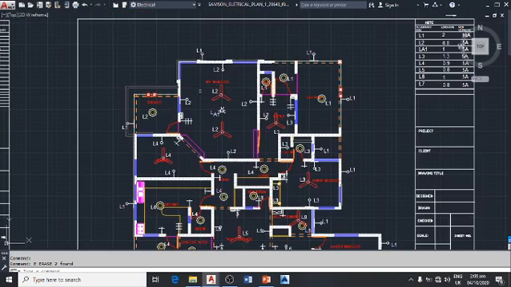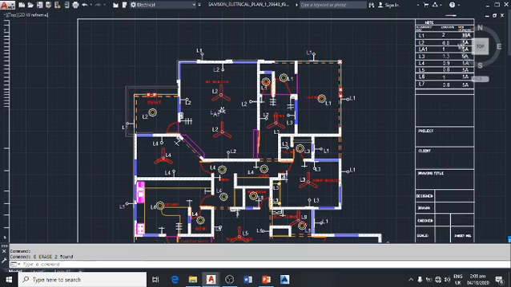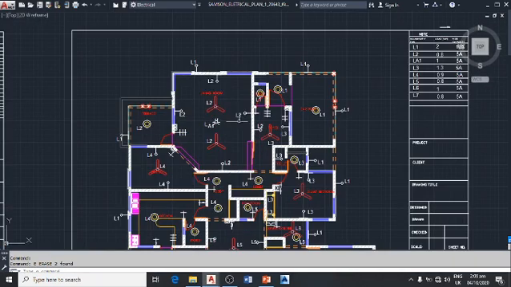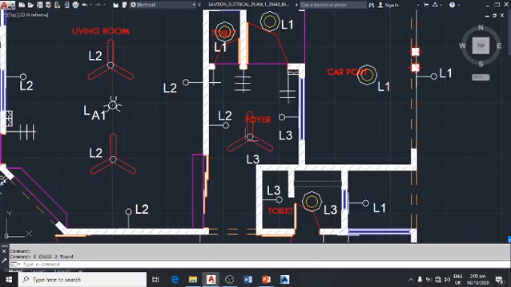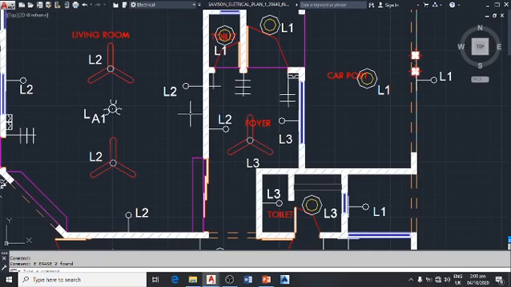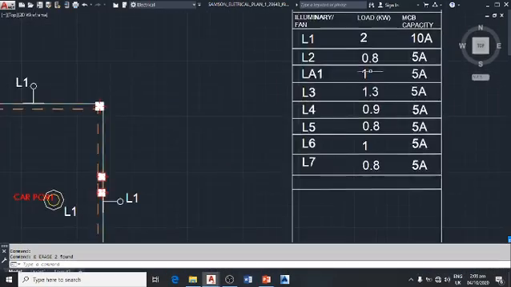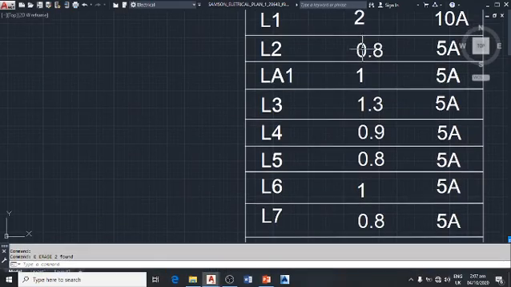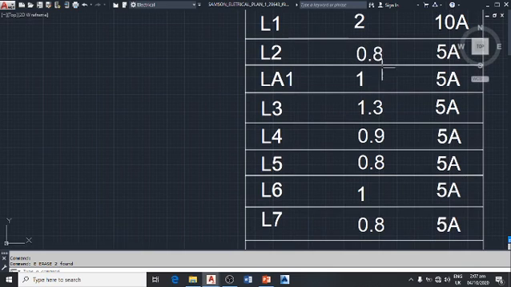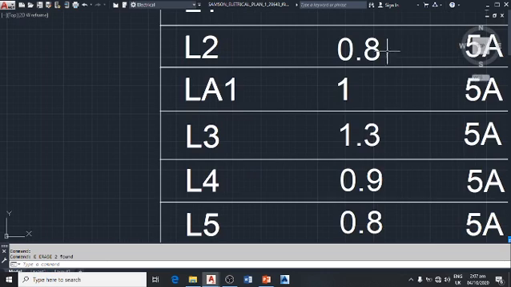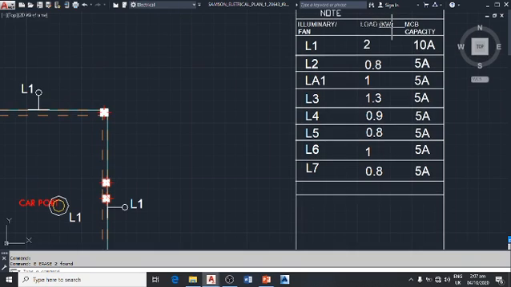Okay, we have 8 points for the L2. So the L2 has 8 points. That covers the living room and the terrace, and also part of the foyer. So now, by the time you calculate 8 points, 100 watts, we have 800. That's 800 watts. That is 0.8 kilowatts.